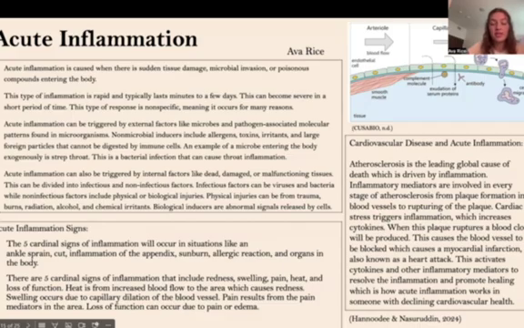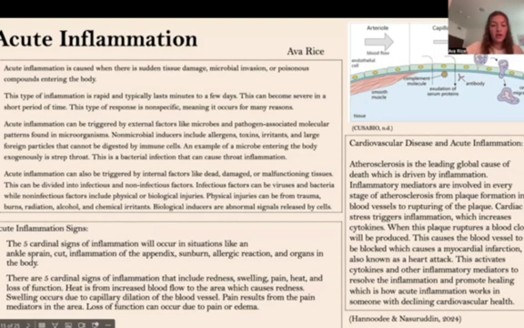This can be divided into infectious and non-infectious factors. Infectious factors can be viruses and bacteria, while non-infectious factors include physical or biological injuries. Physical injuries can be from trauma, burns, radiation, alcohol, and chemical irritants. Biological inducers are abnormal signals released by cells.